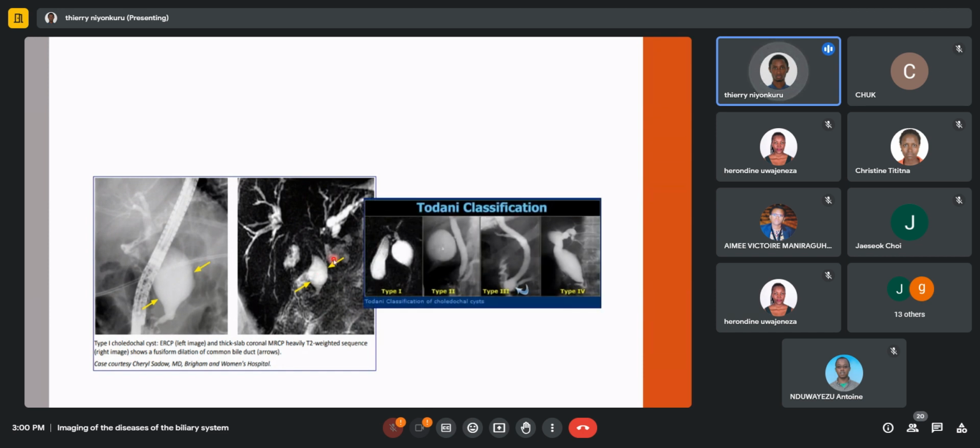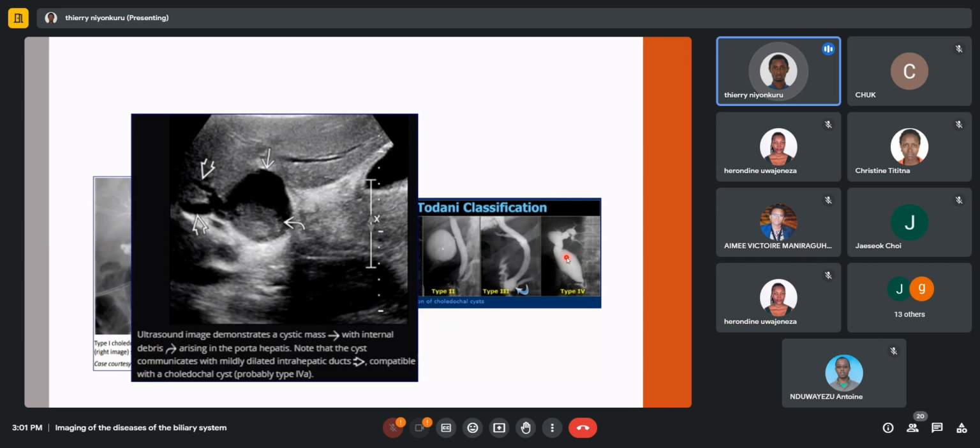So these MRCP images show the types of choledochal cyst and how they appear. This is type 1, and type 2, which forms through the diverticulum, as you can see at the common bile duct, and type 3, which is dilatation of the extrahepatic bile duct at the area of the sphincter, and type 4, where there is intrahepatic bile duct dilatation.